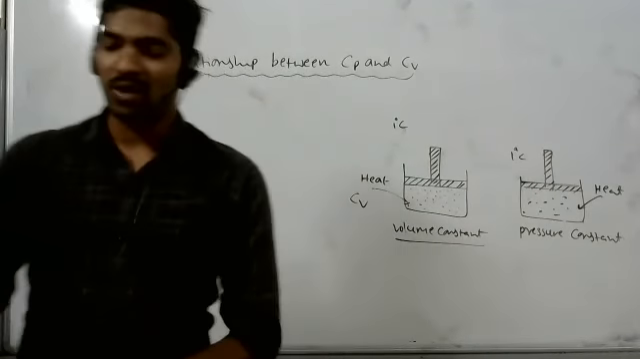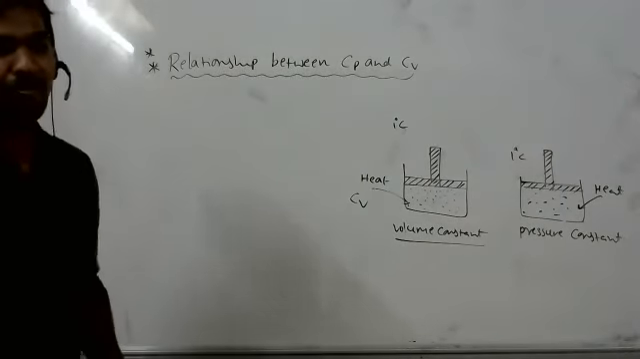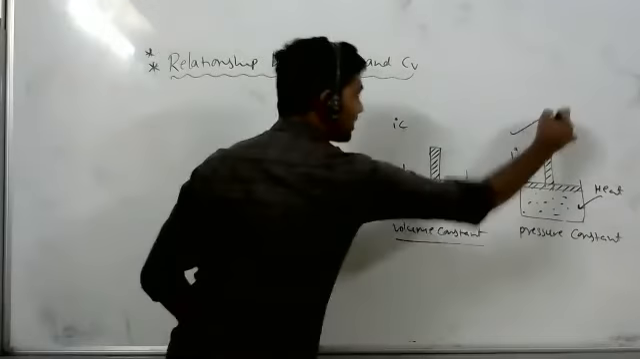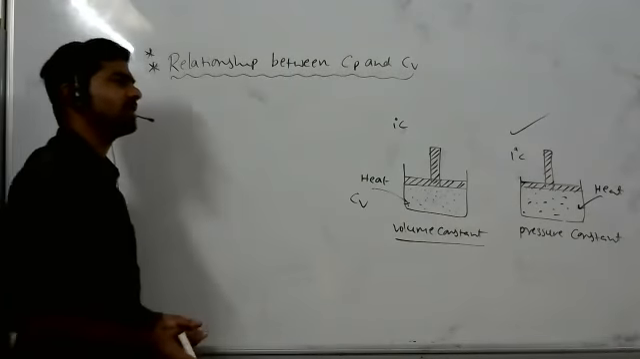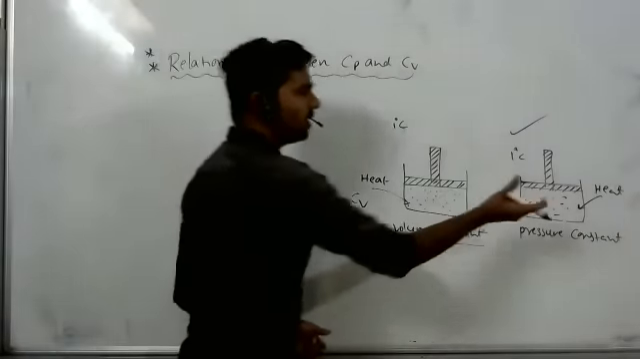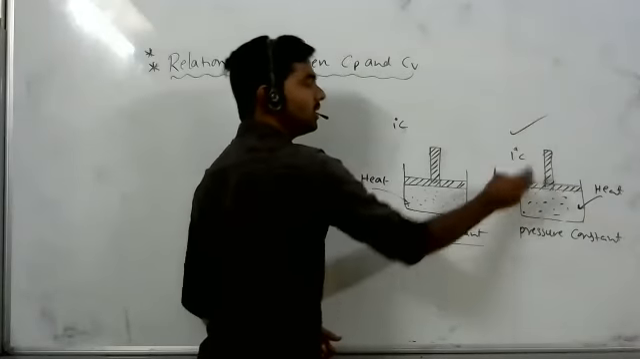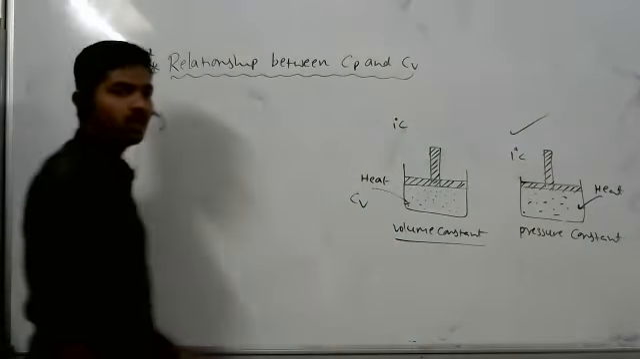So in which case do we have to supply more heat? The second case only is correct. Here we need to supply more heat. You are supplying heat to increase the temperature of the system, but some amount of heat is also used to do work. That is why here we need to supply more heat.